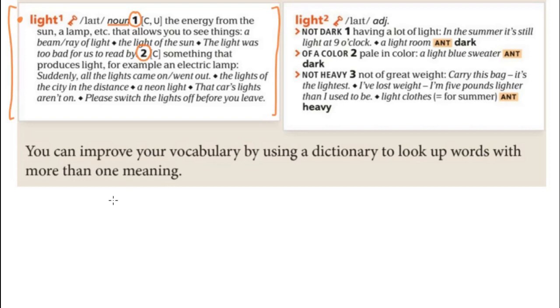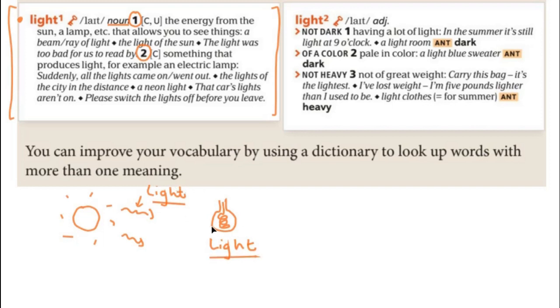The first meaning, the energy from the sun, so this is the sun, and the energy that you get from the sun, this is light. So this is the first meaning. And the second meaning, something that produces light, for example, an electric lamp. Let's say this is a light also. So this is a noun, this is a noun. They are both nouns, but they're different meanings. So you'll find them in the same dictionary entry because they're both the same part of speech.